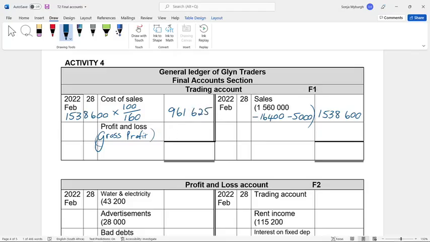Gross profit equals sales minus cost of sales to give us the gross profit. And obviously these two must add up to 1,538,600. You never have a balance on a final account, on a closing account. Never. So there's your gross profit that you transfer to your profit and loss account, 576,975. So we're done with the trading account.